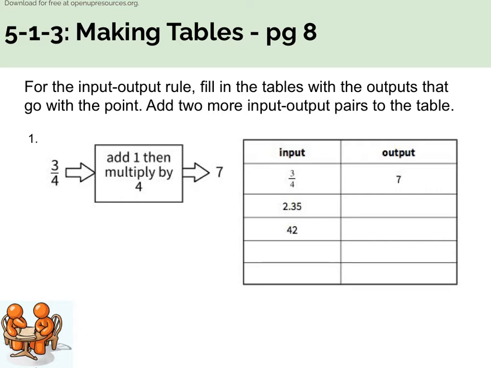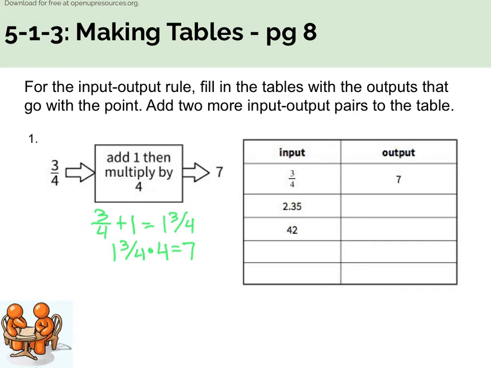So we're going to say 3/4, add 1. Okay, so 3/4 plus 1 is 1 3/4. And then we're going to take this and multiply it. So we're going to do 1 3/4 multiplied by 4. And then our final answer is going to be 7. So we do have to do order of operations when we're doing this, following them through.